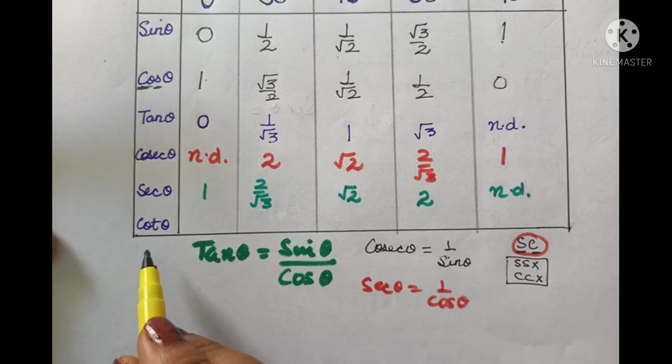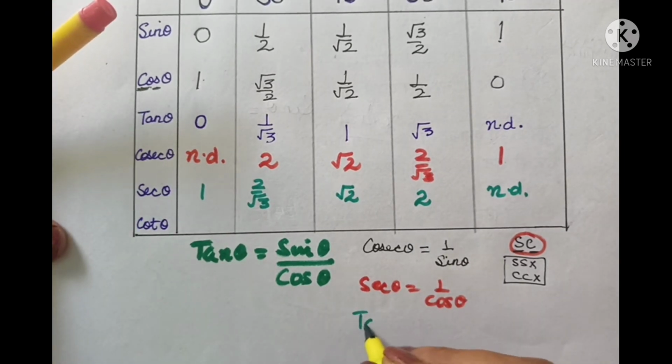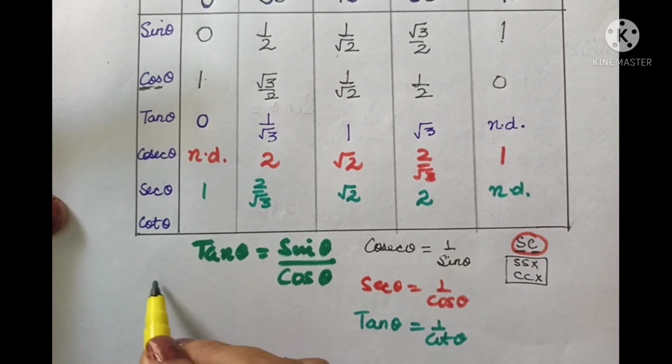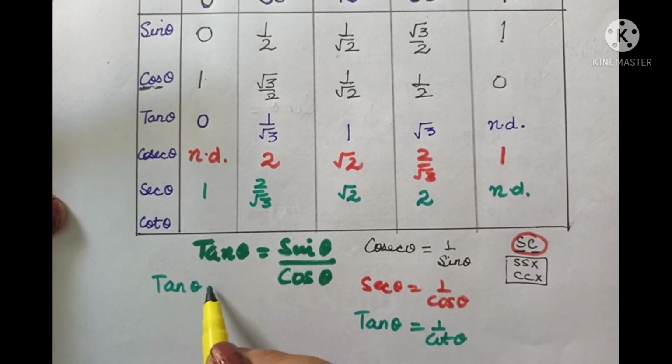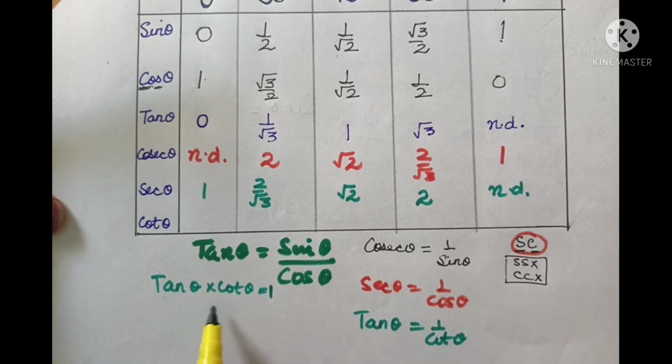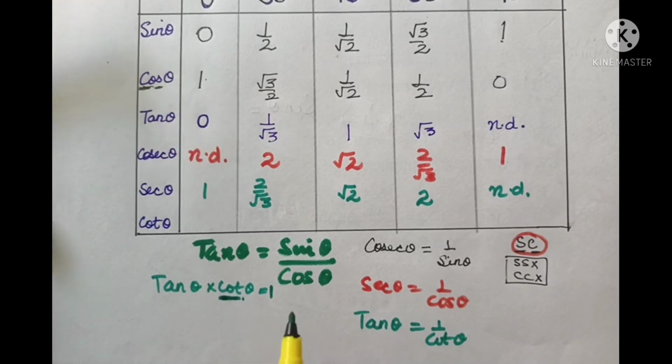Let us first complete cot theta. We know that tangent is 1 by cot theta, or I can say cot theta is 1 by tangent theta. So tangent and cot are very special ratios because they are reciprocal ratios as well as they are complementary ratios. Cot word comes from complementary of tangent.